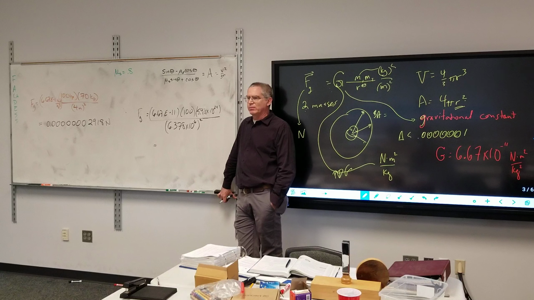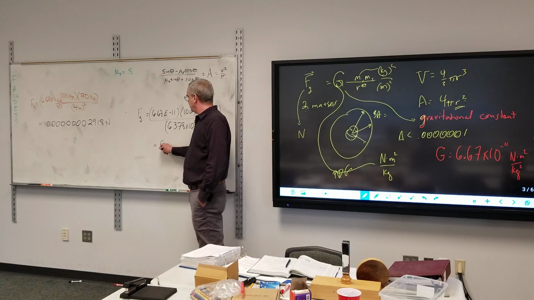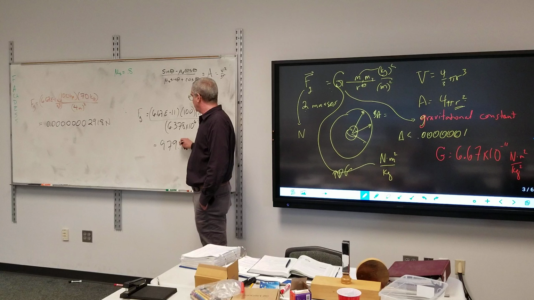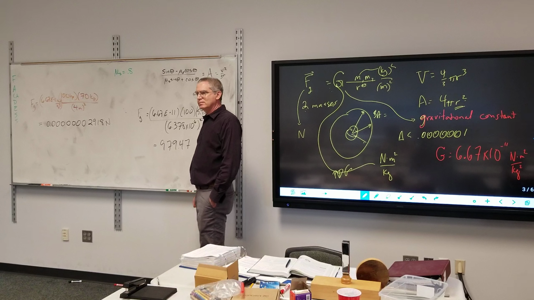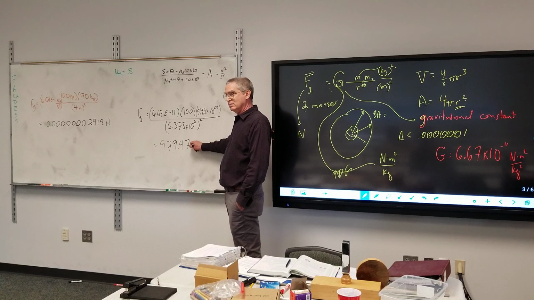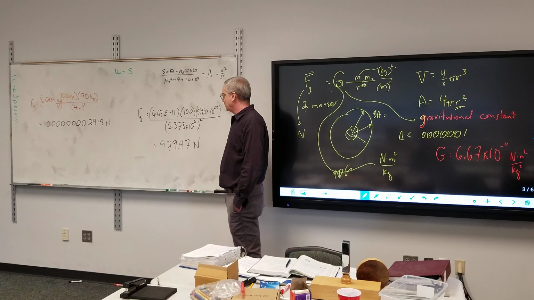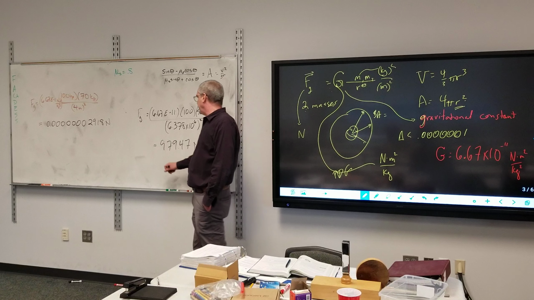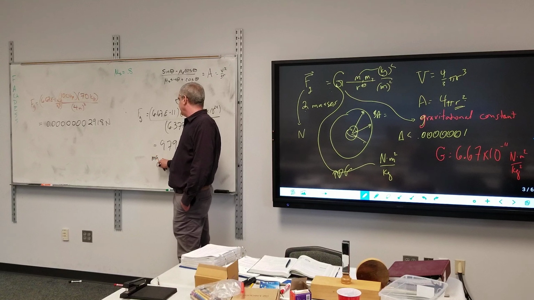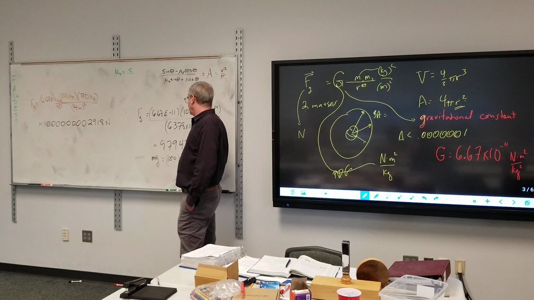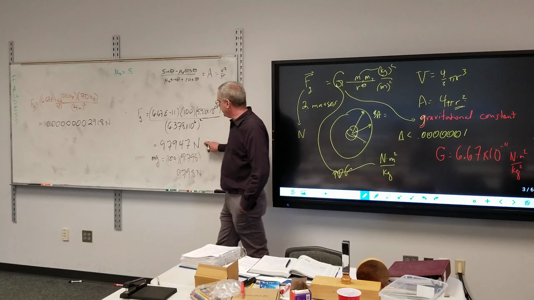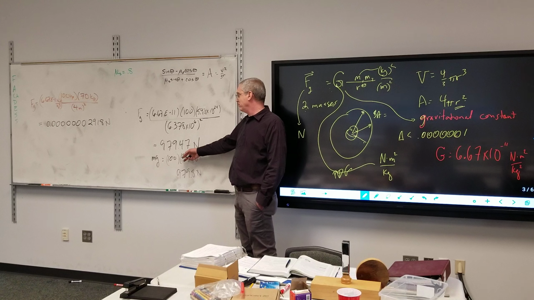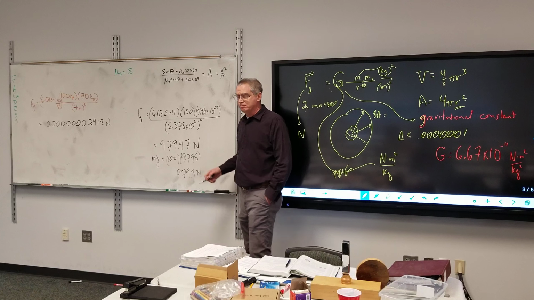And we should end up with something around 1,000, 980, somewhere in there. 979.47. And if we did it the shorter way and just did mg, we'd have 100 times 9.798, or 979.8 newtons. So pretty darn close both ways. However, much simpler if you know the value of little g.